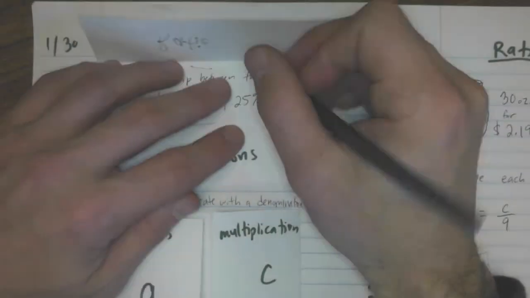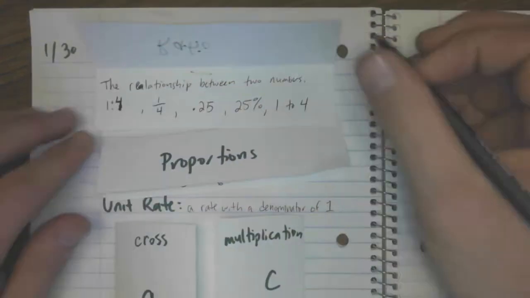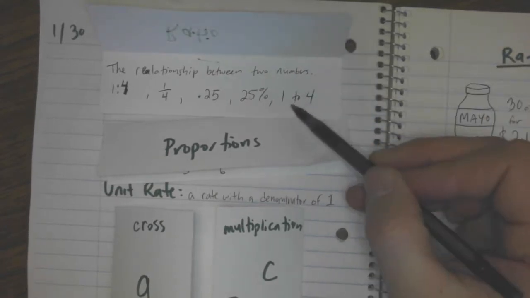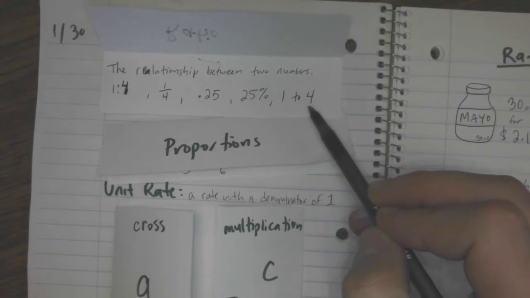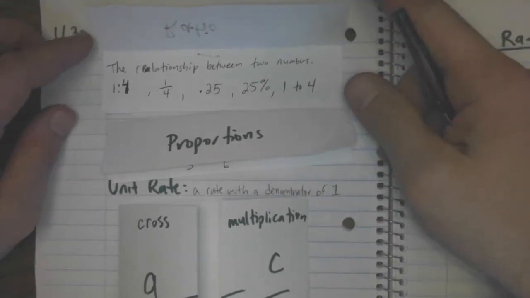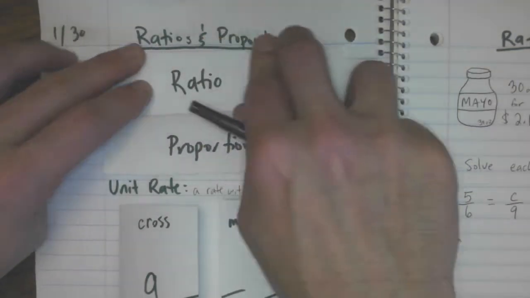And actually, I'm going to add another one. Another one you might see is when it's written out, 1 to 4. So this and this mean the same thing. They all mean the same thing. These are different ways to write out a ratio, which means the relationship between two numbers. So make sure you get the definition and all those examples in your notebook, in this foldable.